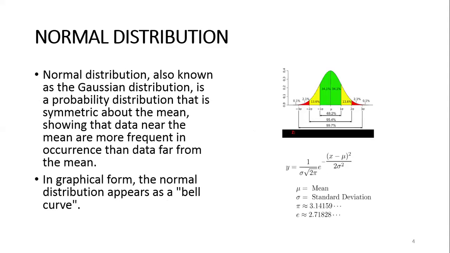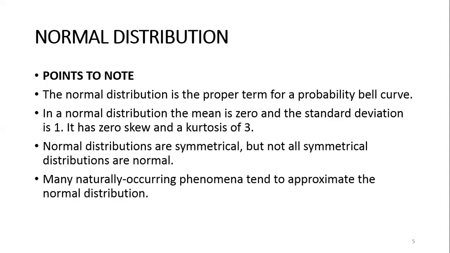When we're looking at the normal distribution, this explains some of the basic characteristics of normal distribution. And considering all these points, we did say that some of the very important points to note is that the normal distribution is the proper term for a probability bell-shaped curve.